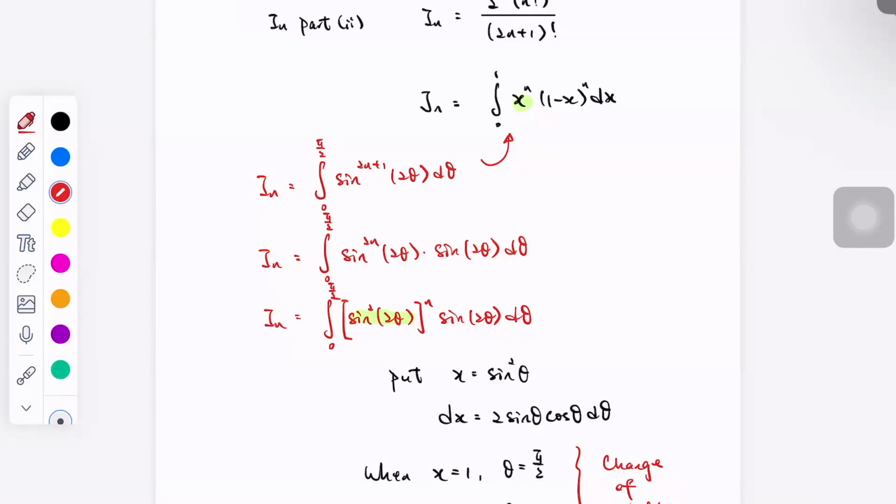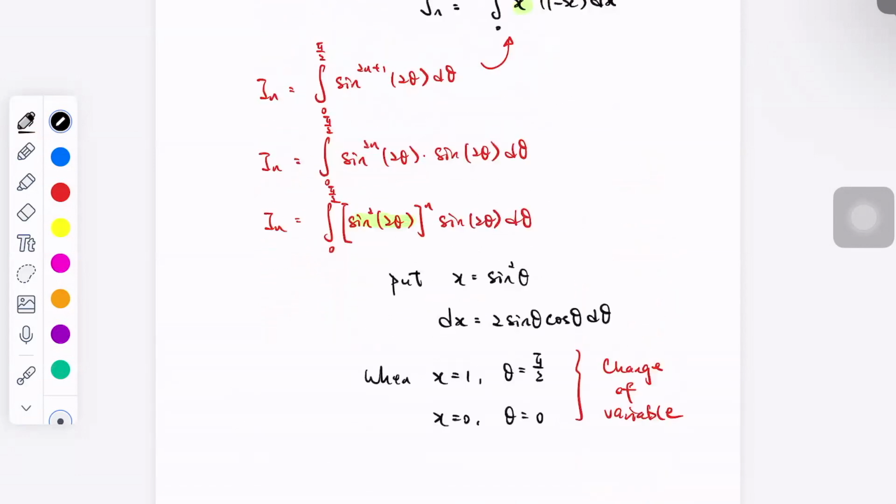Why do we know that x is sine square theta? Probably you have to attend my class or look at it later. I will post some videos to review the training on that part. But here, when we substitute x as sine square theta, we apply the change of variable to change the boundaries. And that's why the next step is pretty easy.